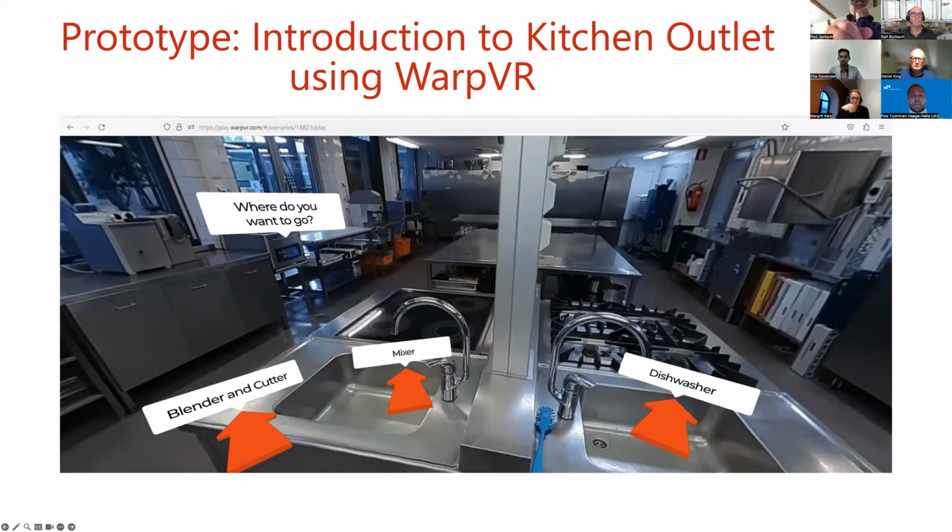So this is from our training kitchen in Haaga-Helia in Helsinki, and what we have here is hotspots. So basically all the red arrows are hotspots that you can tap on, and it will take you closer to the microwave or a blender and cutter, dishwasher, the mixer, and it will give you a detailed instruction on how to safely use the device or the machine.